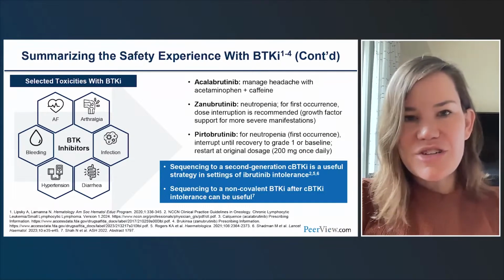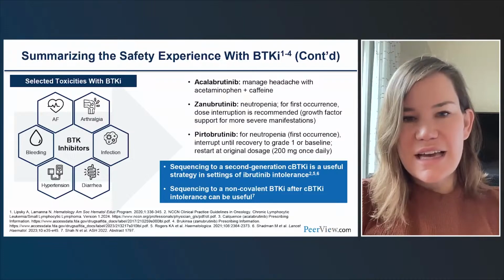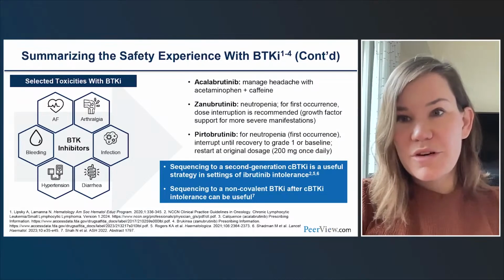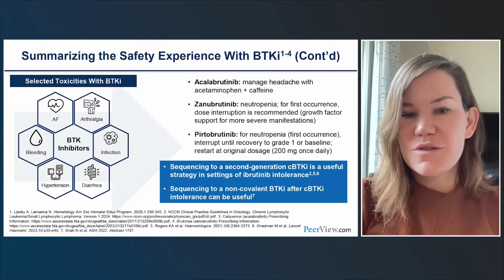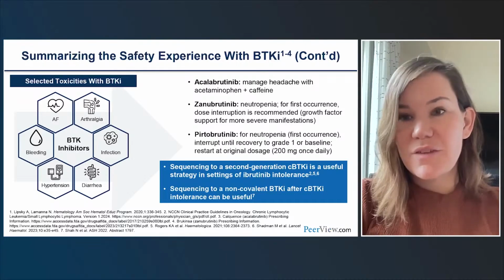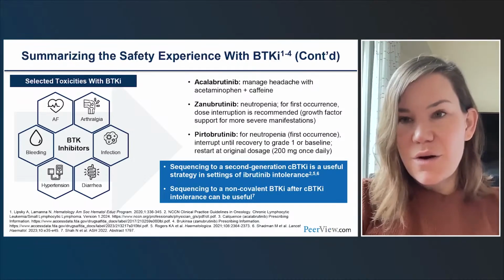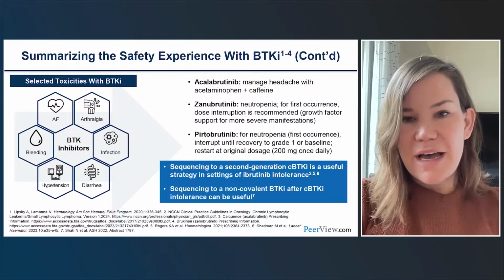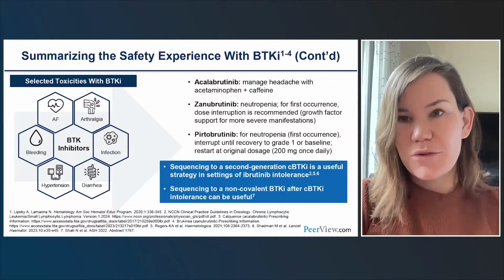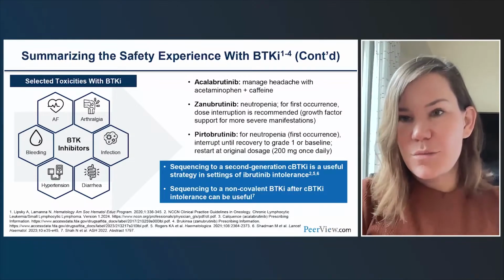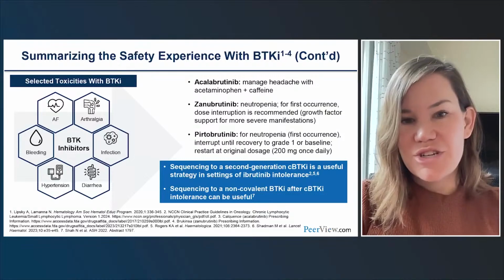I'd also like to mention for some other intolerances that can't be managed with supportive care, sequencing to a second-generation BTKI is a useful strategy, especially in the setting of ibrutinib intolerance. This is well supported by phase 2 trials. Acalabrutinib specifically is highly effective in the setting of ibrutinib intolerance, and probably about 3/4 of the time, patients have improved tolerability when making that switch.